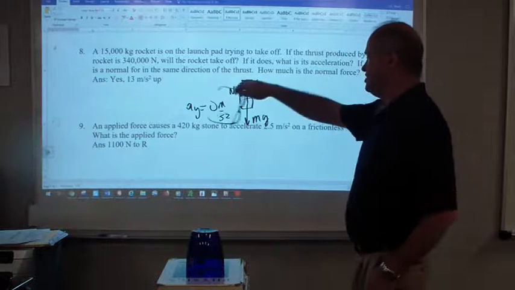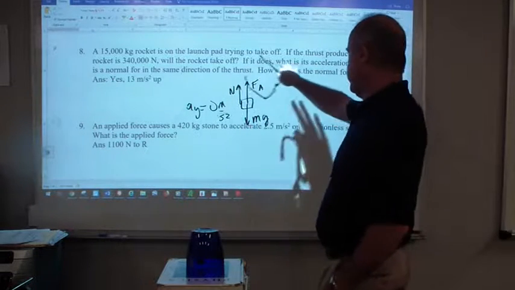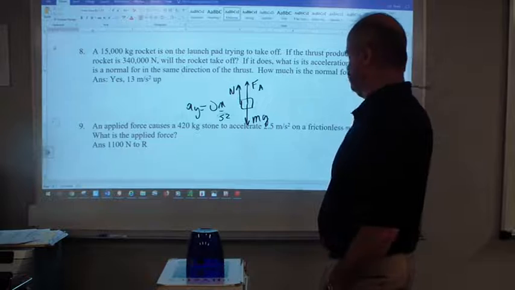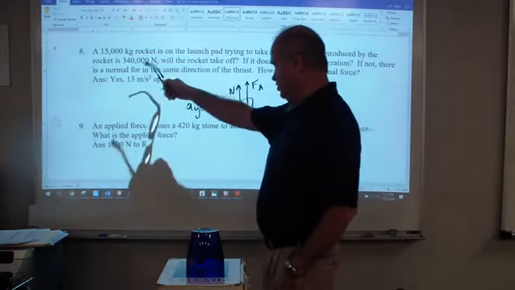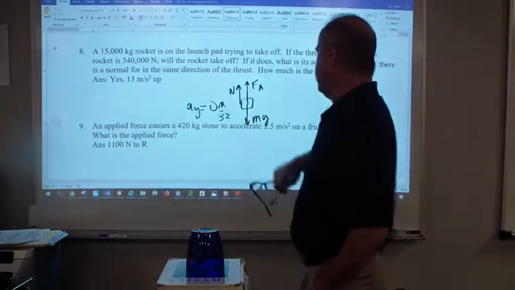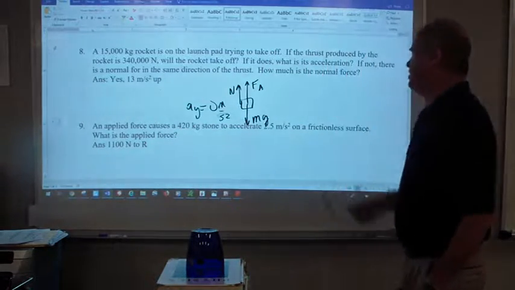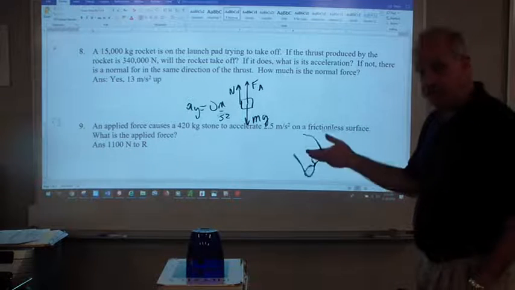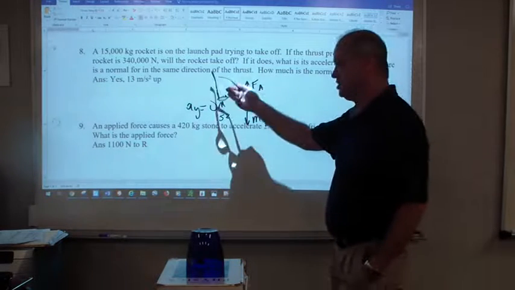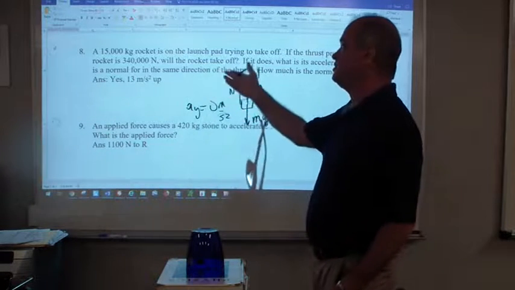Now, there's the problem, okay? Same rocket, 15,000 kilograms, is on the launch pad trying to take off. If the thrust produced by the rocket is 340,000 newtons, will the rocket take off? And if it does, what's the acceleration? If it doesn't take off, it's got a normal force then, right? I want you to find the normal force if it doesn't take off. Well, let's see if it takes off first.